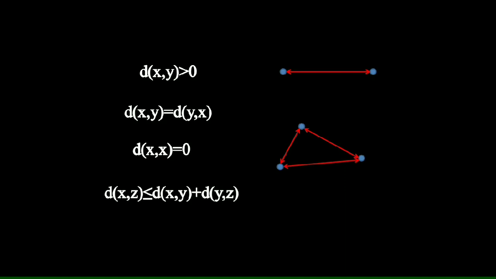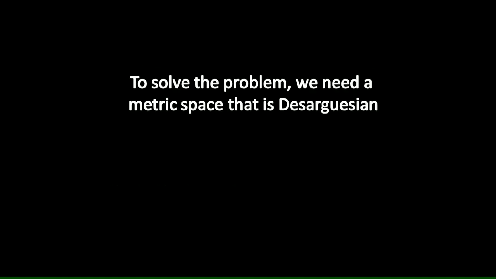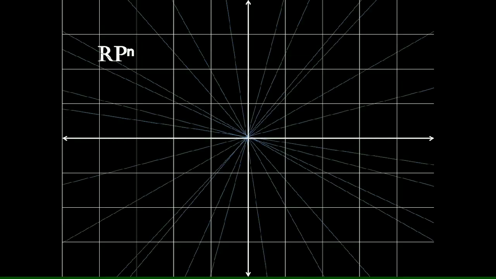Now, why is this important here? Well, in order to solve the problem, we need a metric space which is desarguesian. In other words, a space where the theorem and the converse hold true. An n-dimensional projective space is represented as the following. Taking an n plus 1 dimensional vector space, if we take all the lines passing through the origin, in other words, all the one-dimensional vector subspaces, and make the collection, we get a projective space.